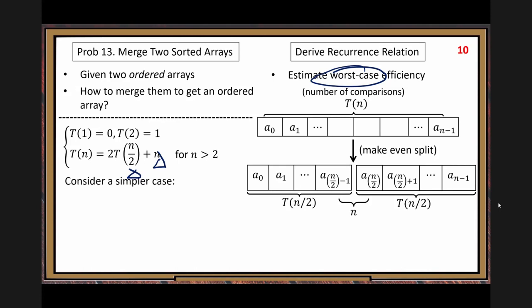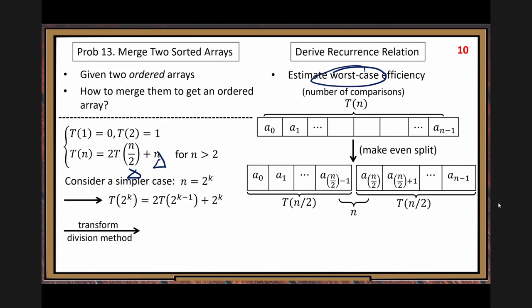Consider a simpler case. I try to make the case simpler: n is a power of 2. When n is a power of 2, we can simplify the recurrence relation. T of 2 to the k equals 2 times T of 2 to the k minus 1, plus 2 to the k.